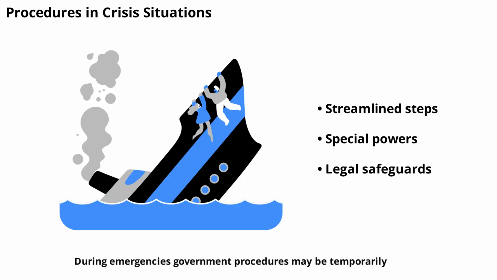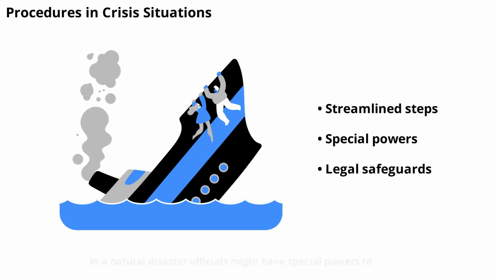During emergencies, government procedures may be temporarily changed or streamlined to respond quickly. For example, in a natural disaster, officials might have special powers to bypass certain steps to protect public safety. However, even in a crisis, there are usually rules in place to ensure that actions are legal and necessary.